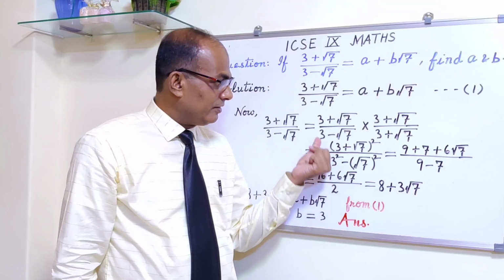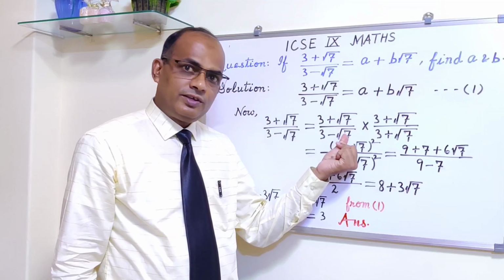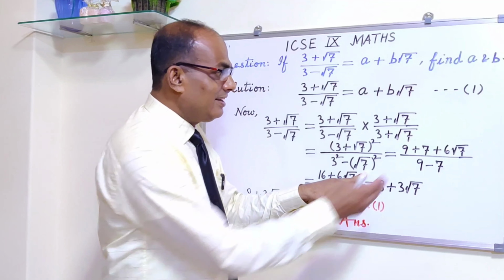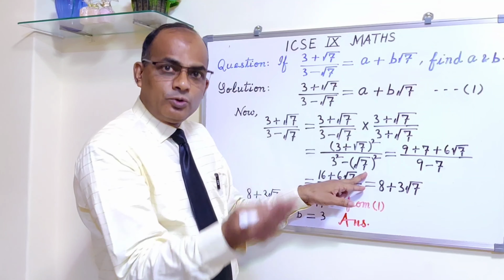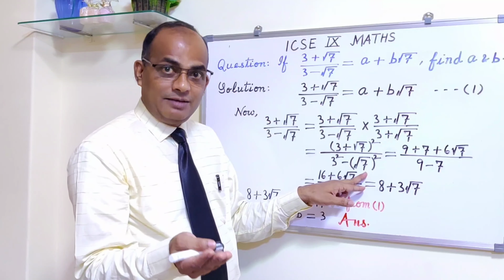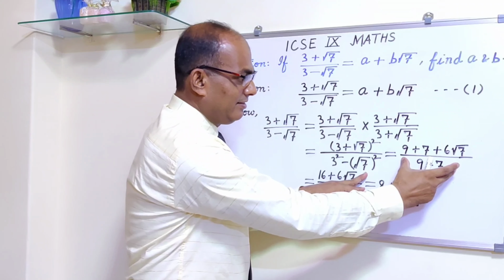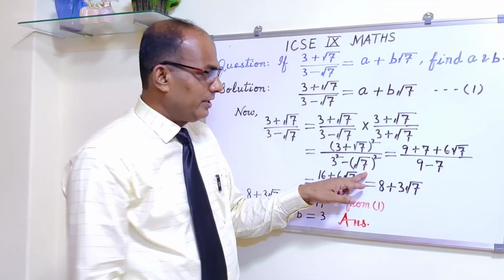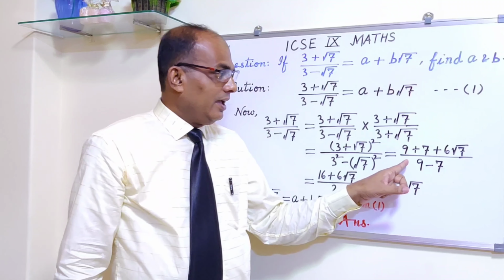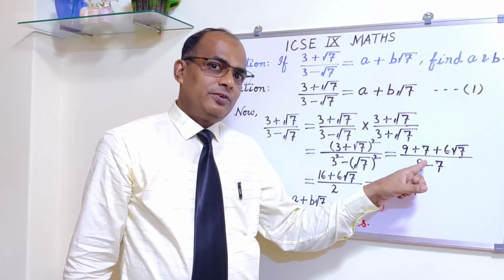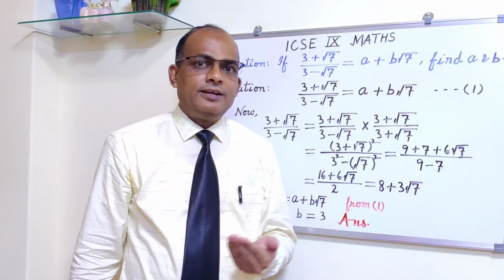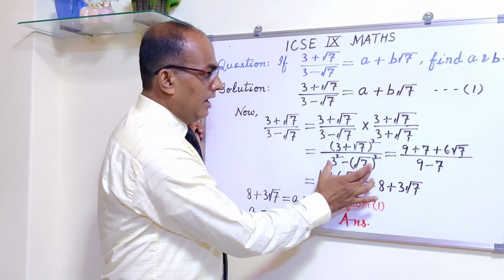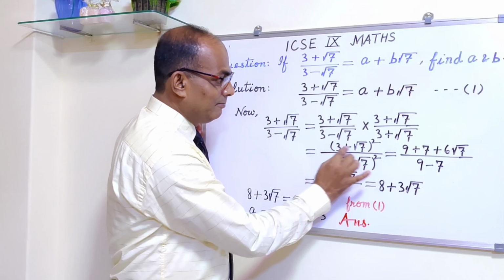In place of A we have 3, in place of B we have root 7. So A square minus B square. And this step, when you are doing in your notebook or writing in the examination, don't write it side by side. You can bring this step down, and here you can give the reason, the formula that you are using. The formula used is A square minus B square is equal to A minus B into A plus B.